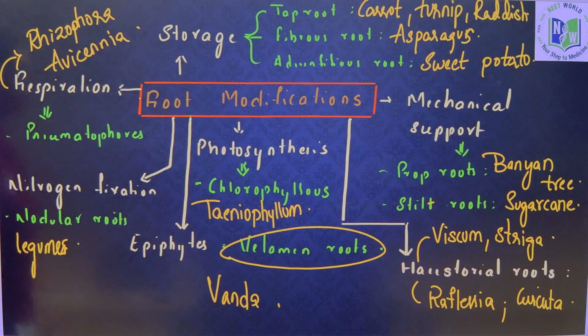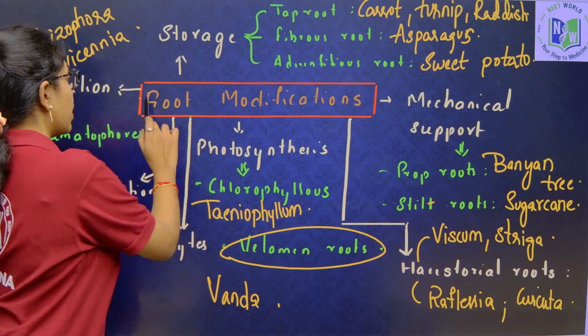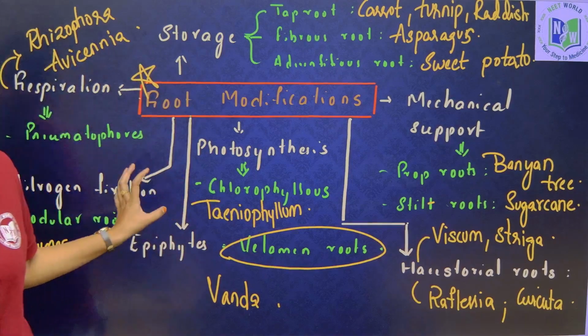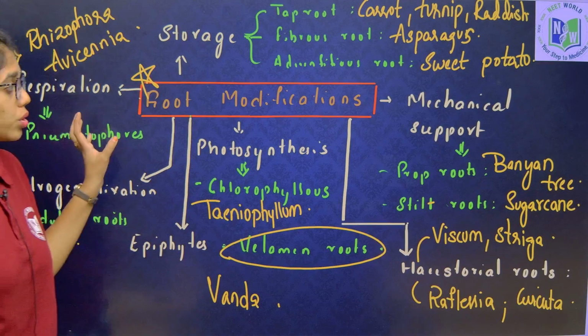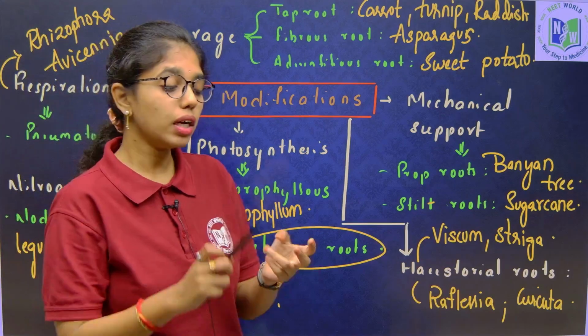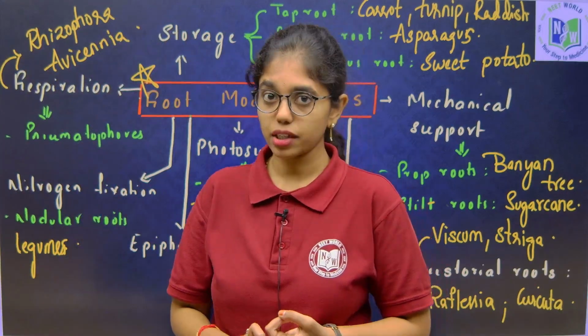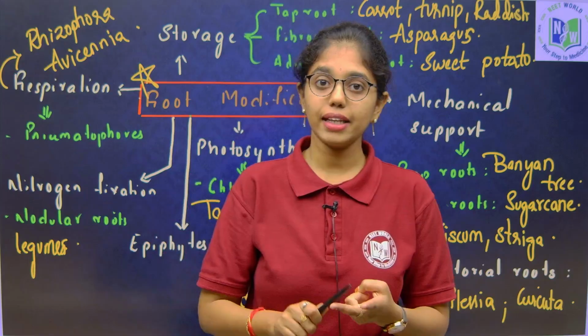Fine. These are the complete examples of root modifications, highly important. If you want, you can take a screenshot of this also. So, in our next class, we will be dealing with the 2 more vegetative characters. Those are what? Stem and leaf and its modifications.